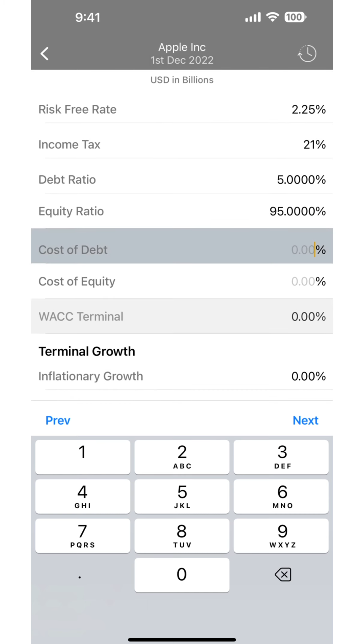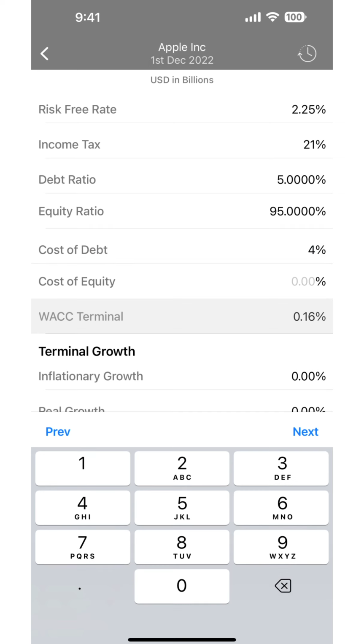Now we look at cost of debt and equity. The cost of debt is taken by looking at the risk-free rate assumed in the terminal period and the default spread of the company. The cost of debt should be based on the currency in which the valuation is done and is for the terminal period. This should be greater than the risk-free rate. The cost of debt for Apple during the terminal period is assumed at 4%.